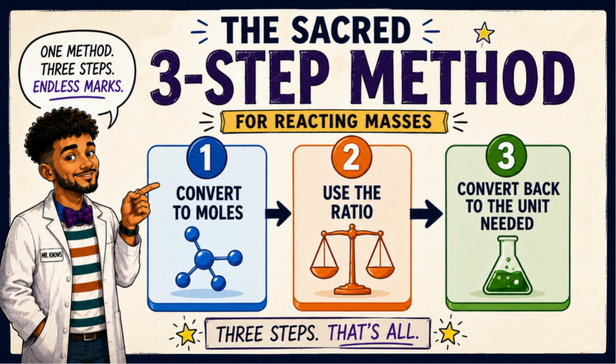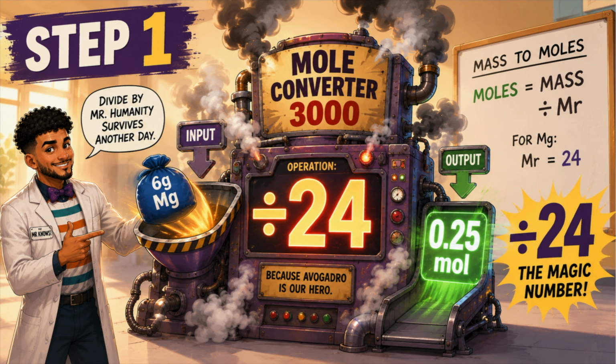Let's lock the process in one more time. Convert, use the ratio, convert back. Don't skip steps. Students often try to jump straight from mass to answer and chemistry responds by stealing marks. Step 1 is converting into moles. The formula is number of moles equals mass divided by relative formula mass. For magnesium, 6 grams divided by 24 gives 0.25 moles. This step matters because the balanced equation works in moles, not grams.